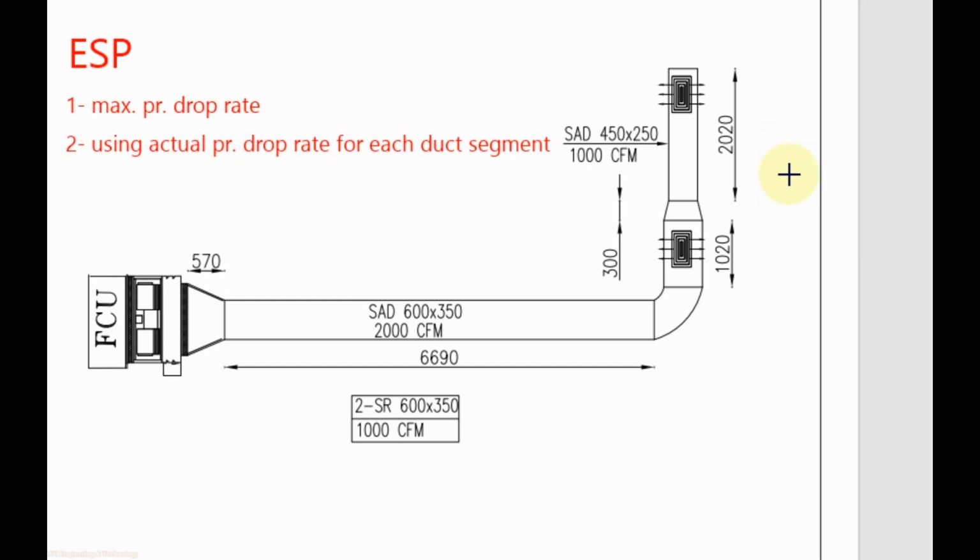To estimate the external static pressure of this duct we will use two methods. Number 1, we will select the maximum pressure drop rate for this duct segment and we will multiply the total equivalent length of this duct with it. Number 2, we will select the actual pressure drop in each segment and we will multiply the equivalent length of all duct segments with the corresponding pressure drop rate.